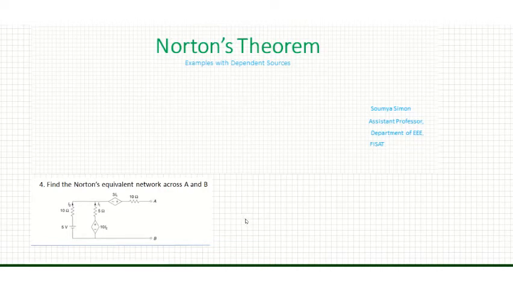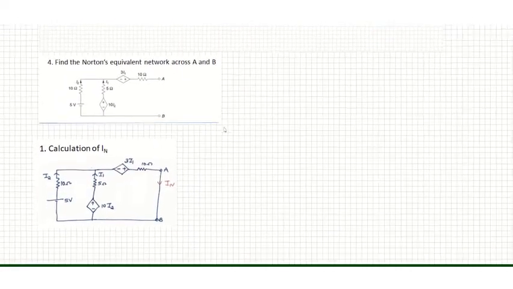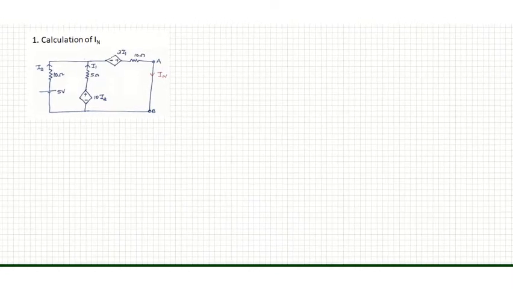Then the first step is to find out Norton current IN. In order to find out Norton current, short circuit the terminals A and B. So I have redrawn the circuit like this. Terminals A and B are short circuited and the short circuit current is IN. Now our aim is to find out this IN.